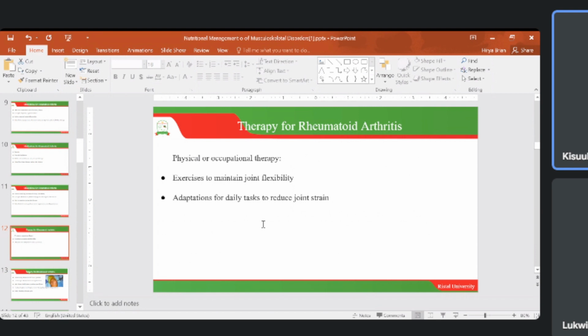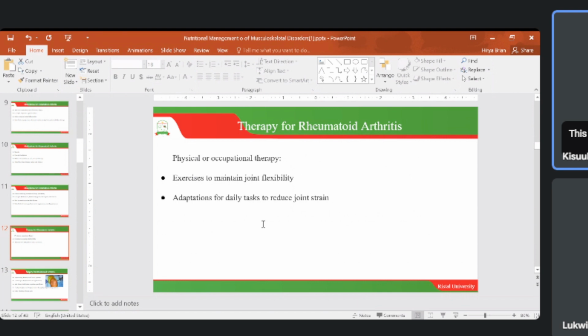So, therapy for rheumatoid arthritis, we have physical or occupational therapy. Here we are looking at doing different exercises to maintain joint flexibility and also adaptations for daily tasks to reduce joint strain. People have talked of developing and redesigning structures, different walkways. People have advanced and now are using trolleys instead of carrying lots of things on the backs, etc.